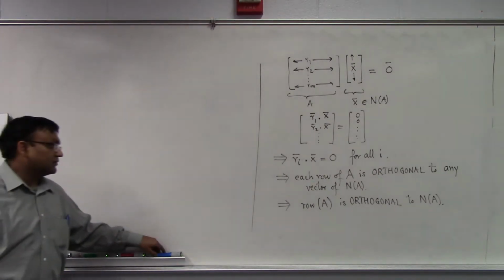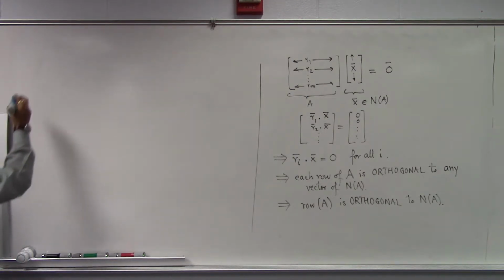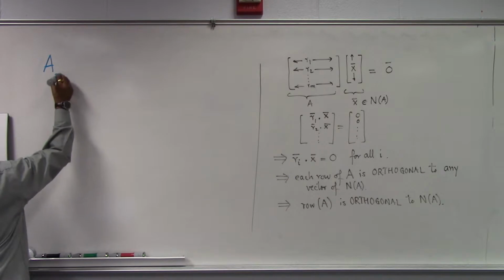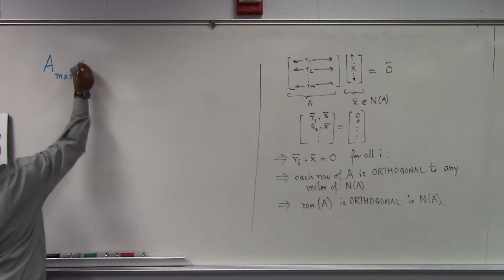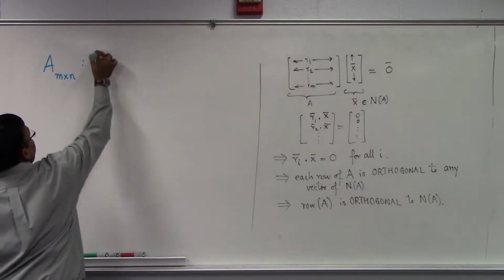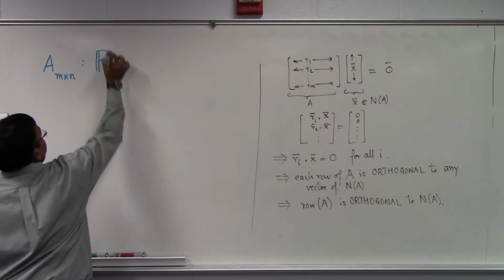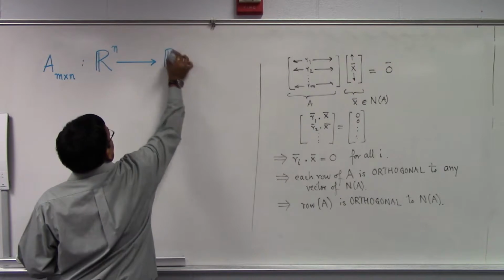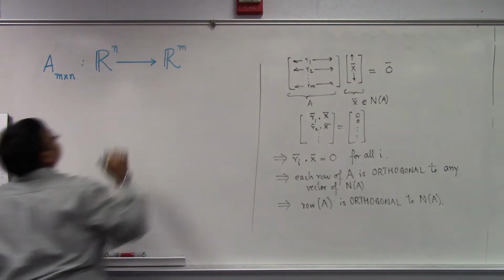The question is, what is another way of looking at the row space? Well, remember, we are very fond of linear transformations. So suppose I have an m by n matrix A. This can be thought of as a linear transformation from Rn to Rm.